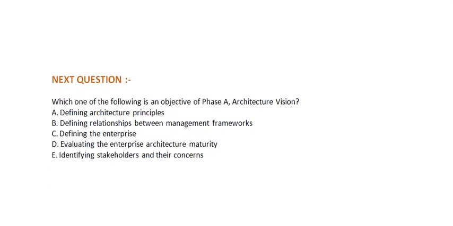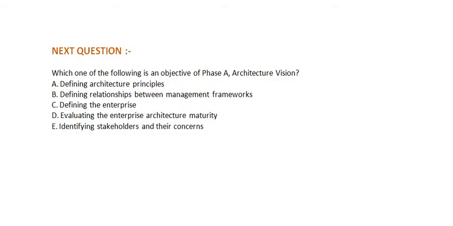Next question is, which one of the following is an objective of phase A architecture vision? Option A, defining architecture principles. Option B, defining relationships between management frameworks. Option C, defining the enterprise. Option D, evaluating the enterprise architecture maturity. And option E, identifying stakeholders and their concerns. The correct answer is option E.